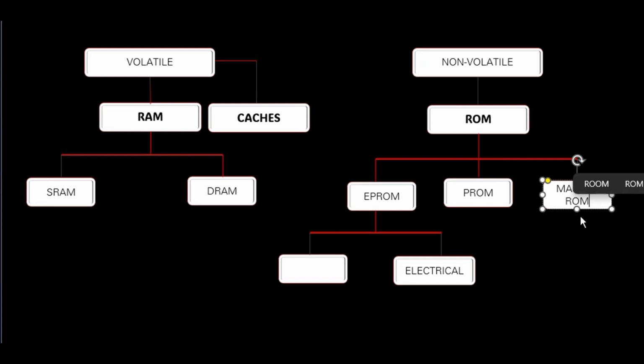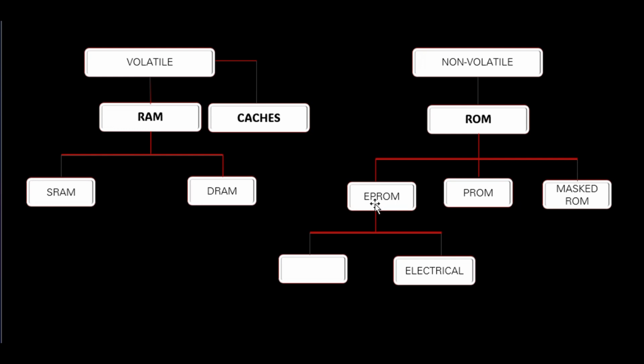The mask ROM is a type in which data is permanently stored during the chip's manufacturing process. So the data cannot be erased, making it ideal for firmware and boot loaders. Now I'm talking about the EPROM, which is the erasable programmable read-only memory. I said I'll be confusing it with the EEPROM, which is the electrically erasable programmable read-only memory.